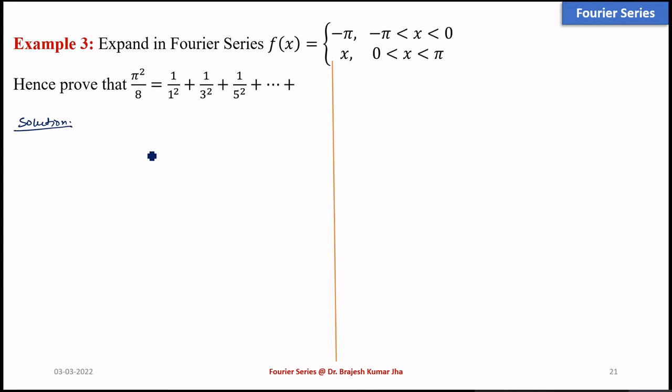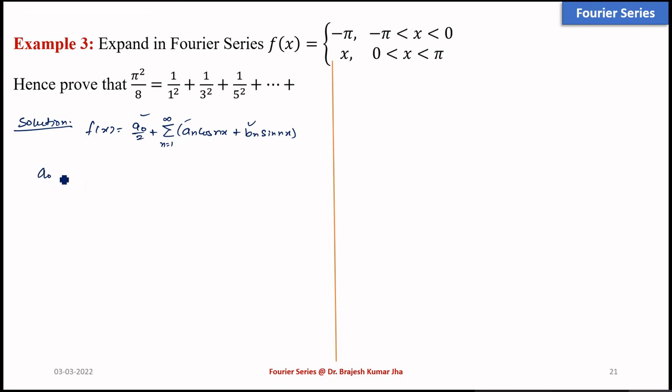So from the solution point of view, the Fourier series of f(x) can be given as what? f(x) is equal to a0 by 2 plus summation of an cos nx plus bn sin nx, for n equals 1 to infinity. And we have to find all these values: a0, an, and bn.